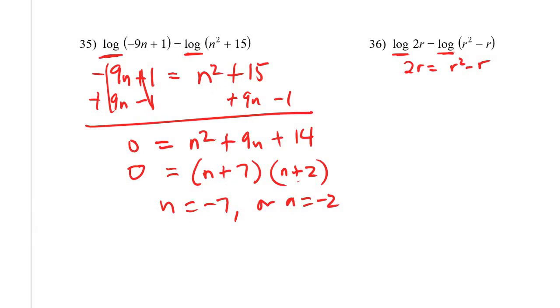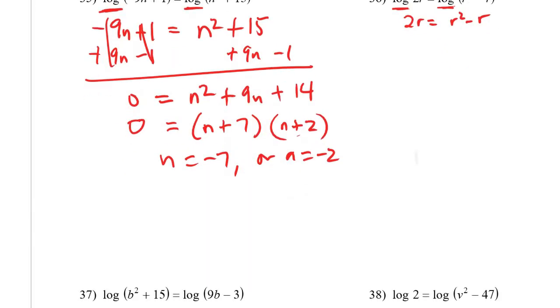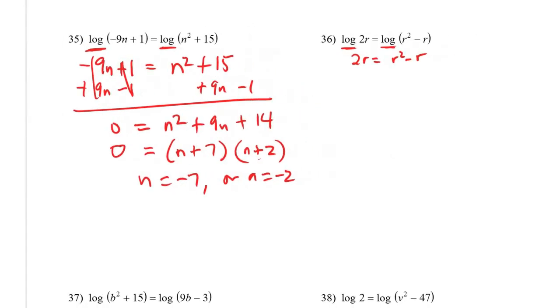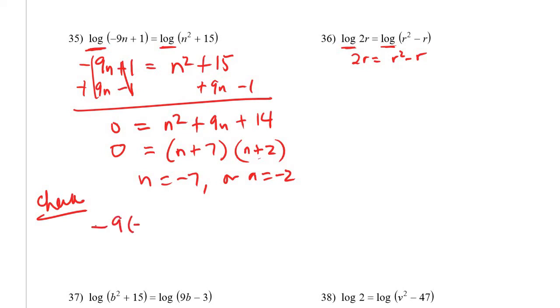Guess what we're going to do now? Check. That's half of the credit. Okay, we're going to check it. I'm going to check the input. Okay, I'm going to go to negative 9 times negative 7 plus 1. That's going to be 63 plus 1, which is more than 0. Okay, it checks. I go to the second one. Negative 7 squared.